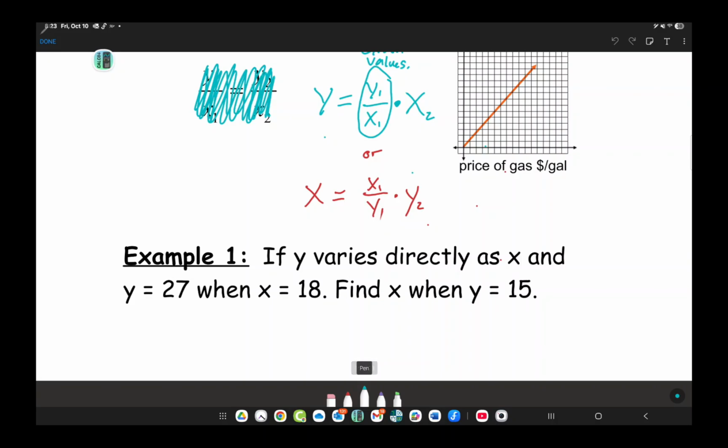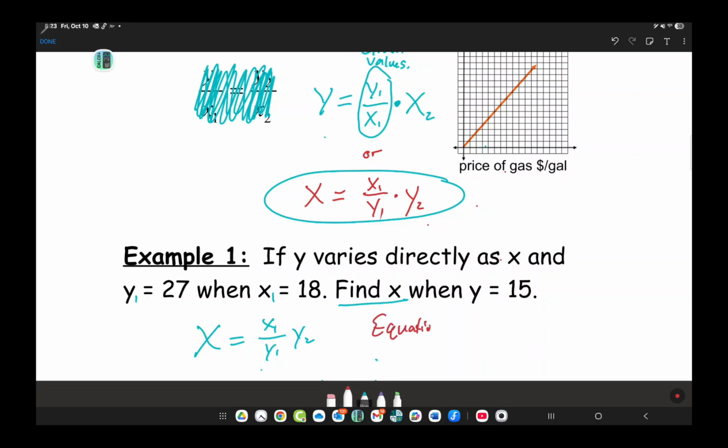So here, if y varies directly as x, this is your y1 and your x1. The two values they give you are your one value. Okay. So here they want you to find x, so we're going to be using this formula here. X is equal to x1 over y1 times y2. Okay. So my equation, if they ask for the equation, we are only going to plug in the 27 and 18. So that's x is equal to your x1, 18 over 27 times y.